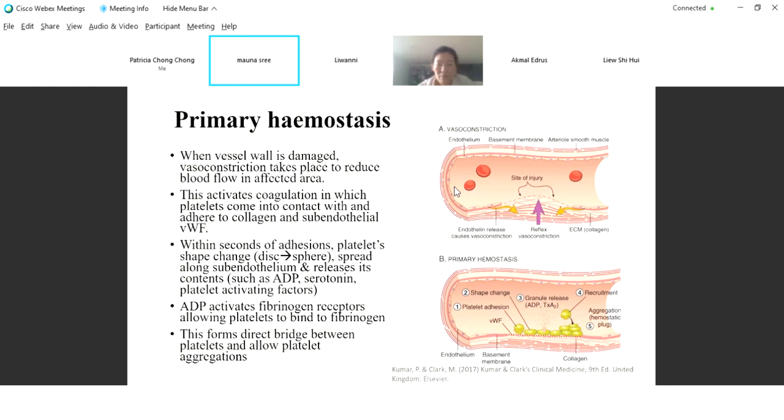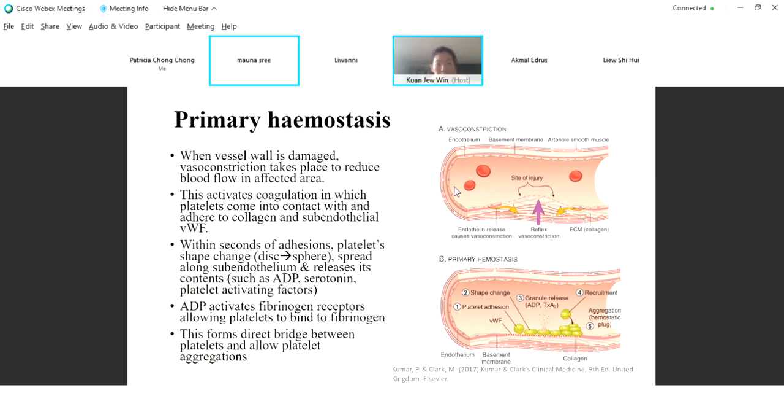So this will activate the coagulation, in which the platelets will come into contact and adhere to the collagen and subendothelial von Willebrand factor. This will proceed with the platelet adhesion process. After adhesion, the platelet will undergo a change in shape from disc to sphere in order to spread along the subendothelium and release its content such as ADP, serotonin, and platelet activating factor. This is known as the platelet activation process.